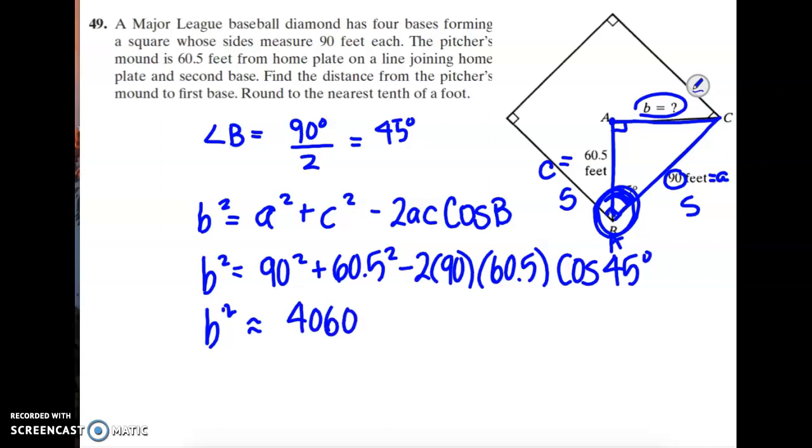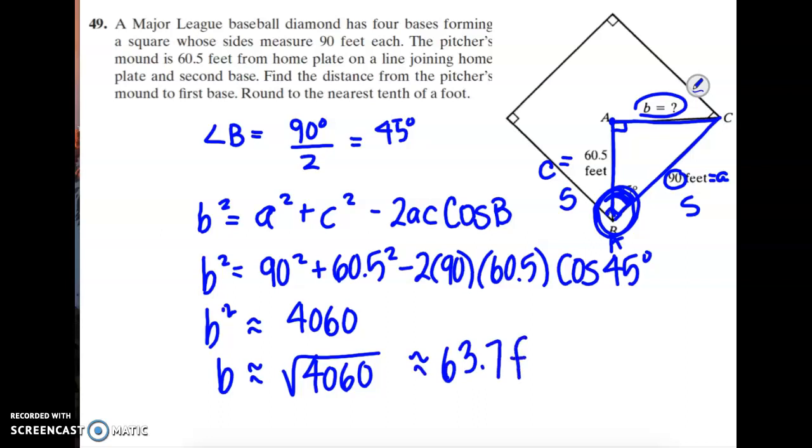Undo that squared by square rooting both sides. The square root of 4,060 is about 63.7 feet. So the distance from the pitcher to first base is about 63.7 feet.